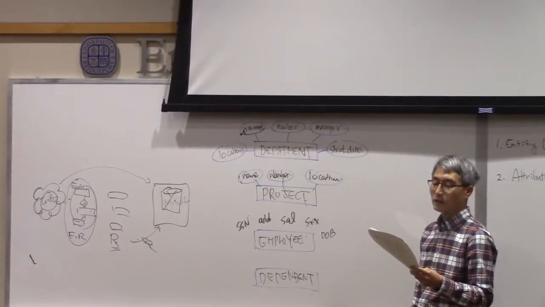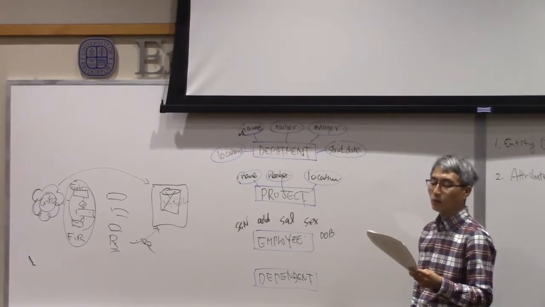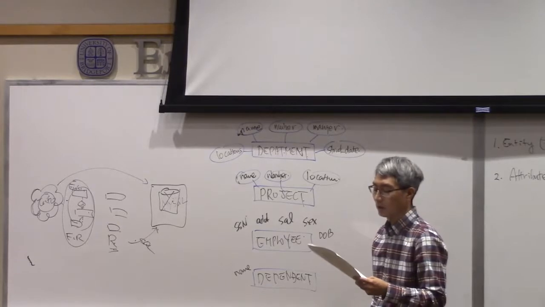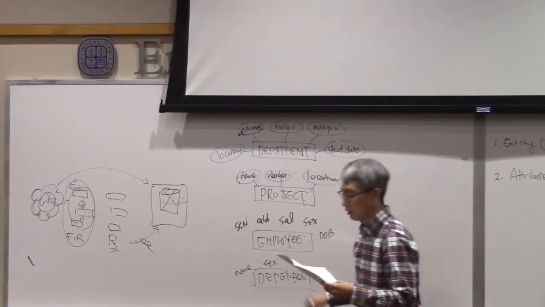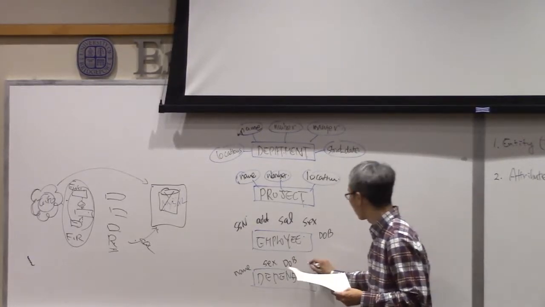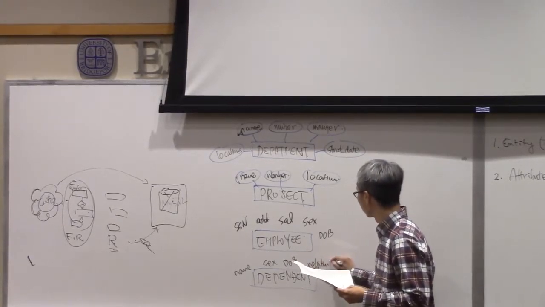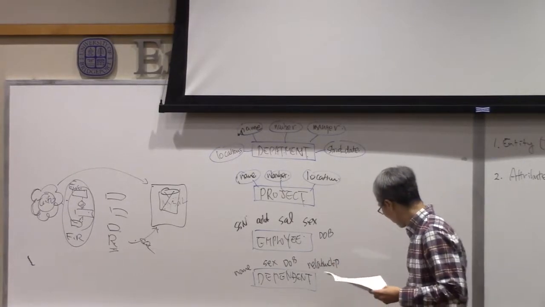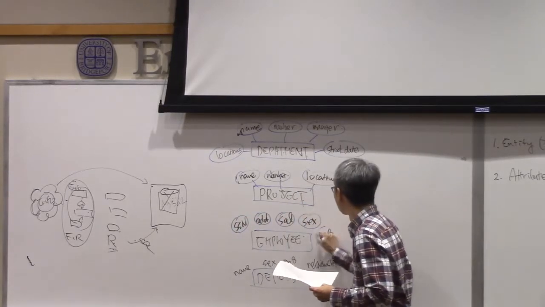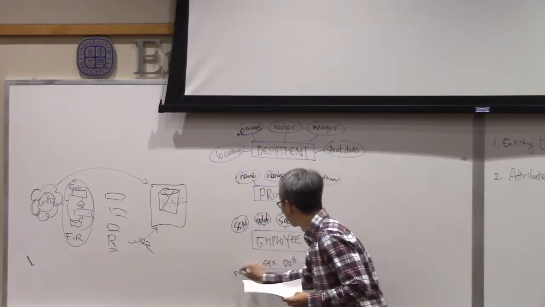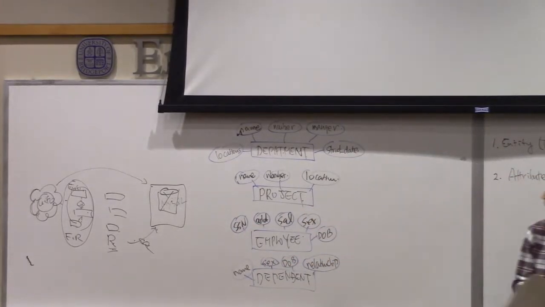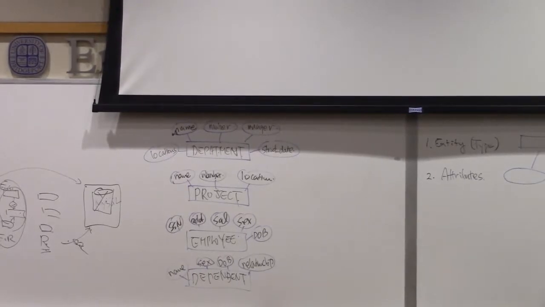Then what about dependent? For each dependent, we keep track of their name, and sex, and the DOB, and the relationship. So similarly, we can use the ovals to draw the diagram. So this is the second step.